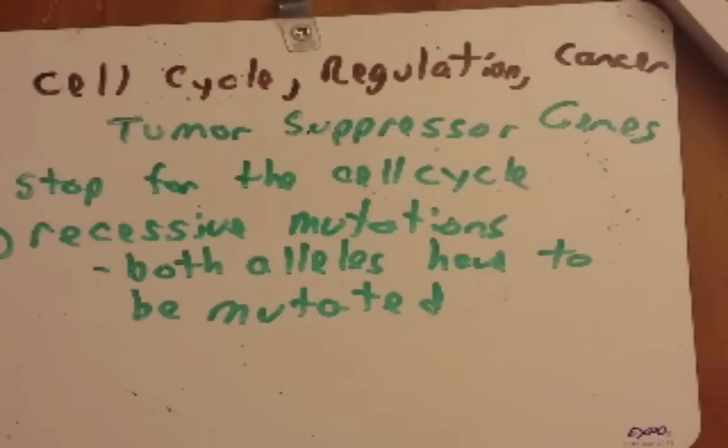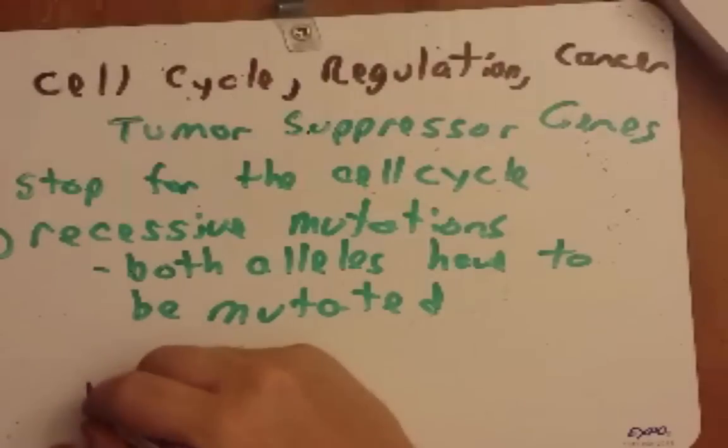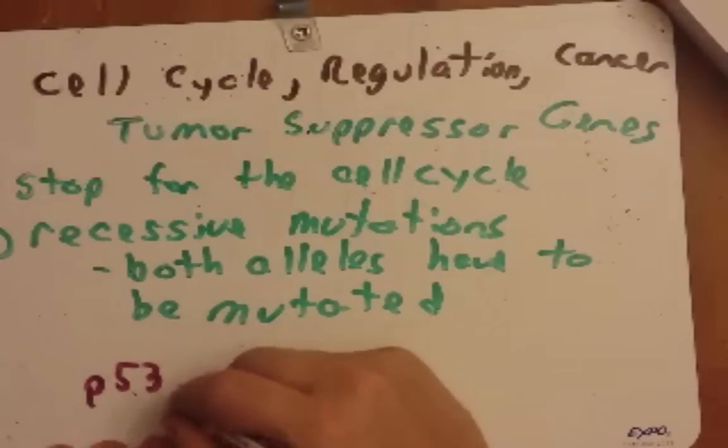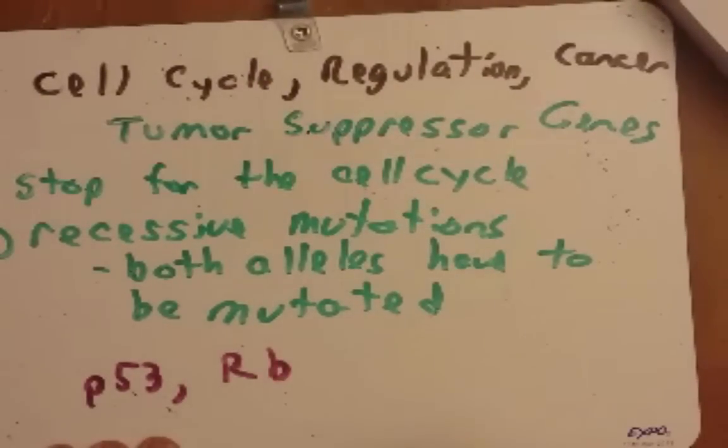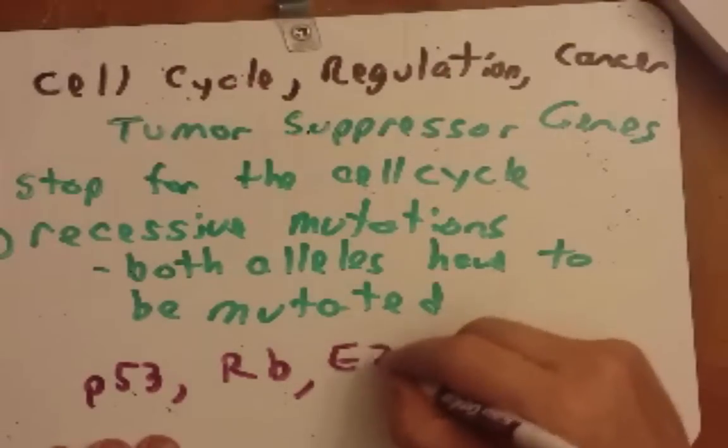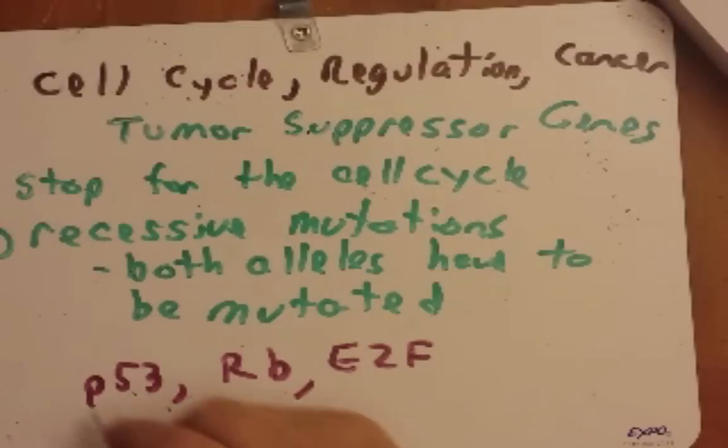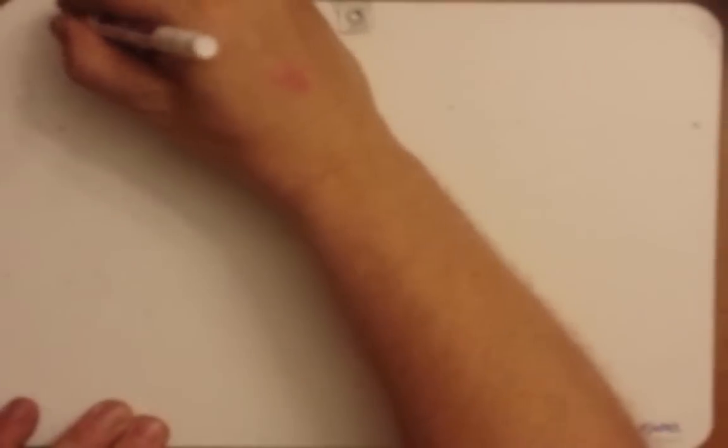Now I'm going to talk about some specific tumor suppressor genes. And namely, I want to talk about this pathway that uses P53, retinoblastoma protein, which we abbreviate RB, transcription factor E2F, and how they're going to function in this pathway to stop the cell cycle.